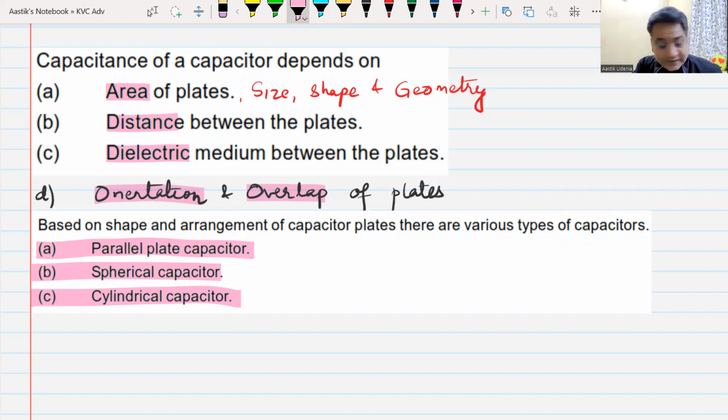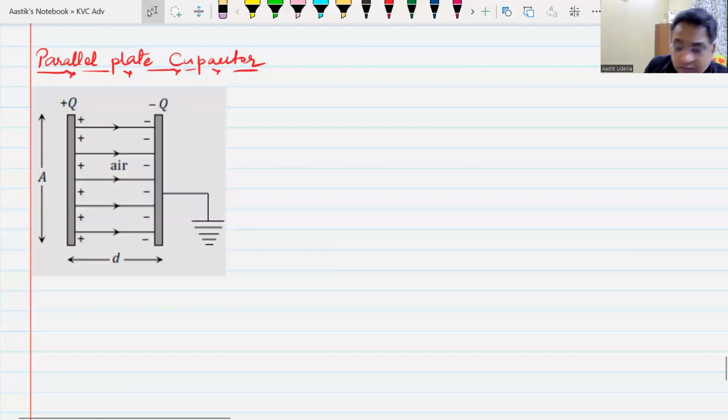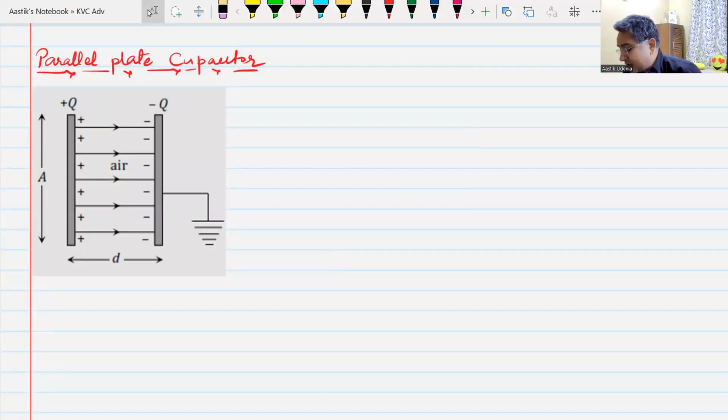What do you mean by a parallel plate capacitor? In this parallel plate capacitor, you will have two plates. One plate having positive charge, the other plate having negative charge. Sometimes it is shown like this. One of the plates is earthed, separated by a distance d. As you can see, A is the area of the plates and d is the distance between the plates. Do we understand this? Yes or no?